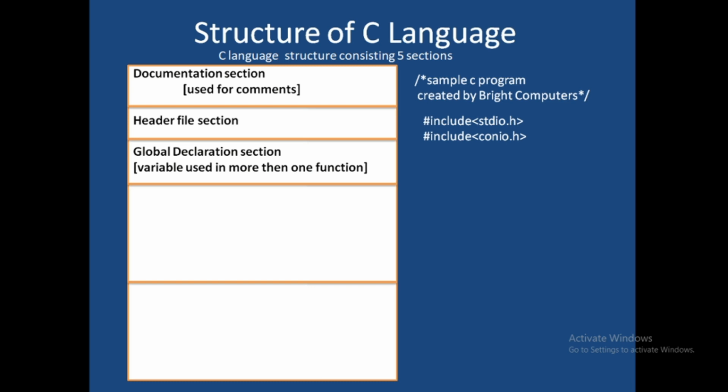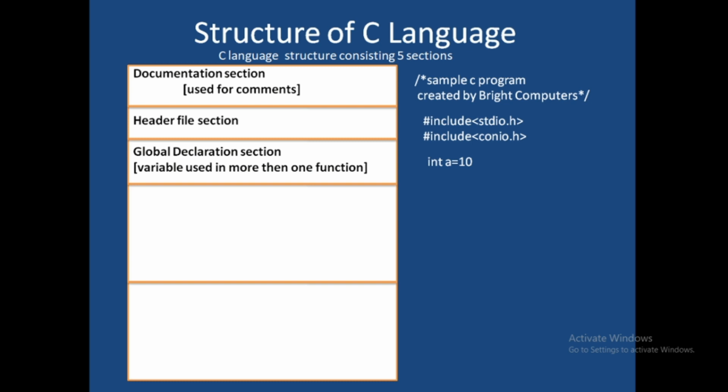Any variable we want to use in the entire program, we have to declare in the global declaration section. Also, whenever we take user defined functions in our program, we have to declare them in the global declaration section. For example, I am taking a equal to 10.